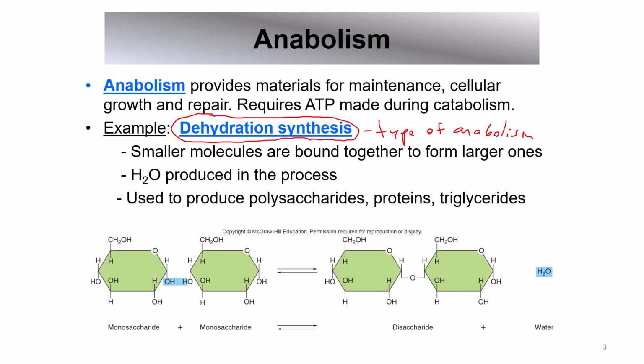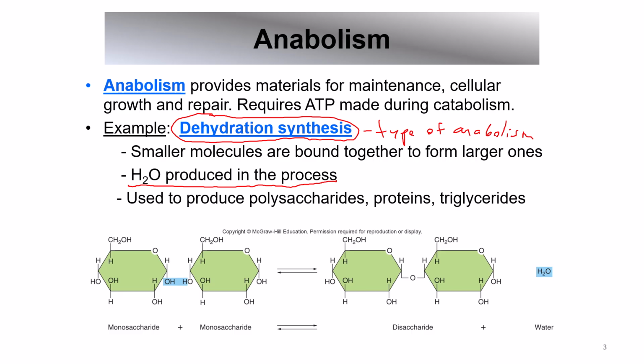Here, because it's anabolism, this also puts together small molecules to produce larger ones. Know that during dehydration synthesis, water is produced. And so here, our body cells can put together sugar molecules, or put together amino acids to make proteins, or make fats. In the picture, this is showing how dehydration synthesis works.